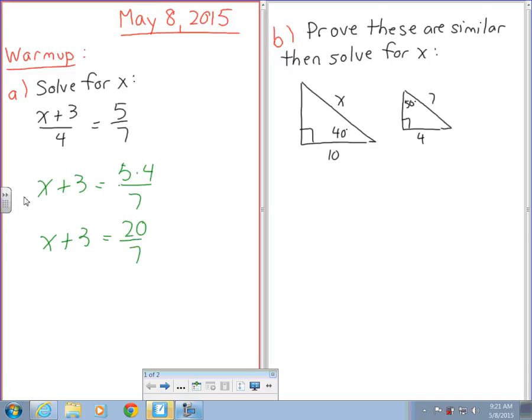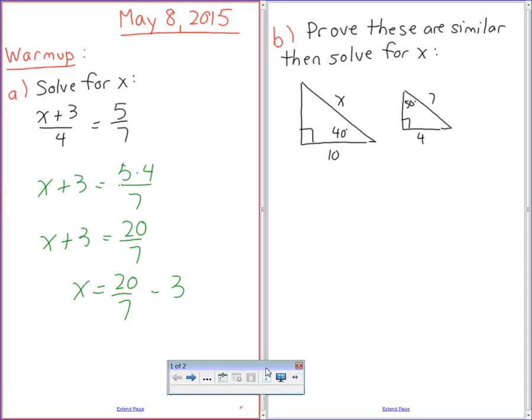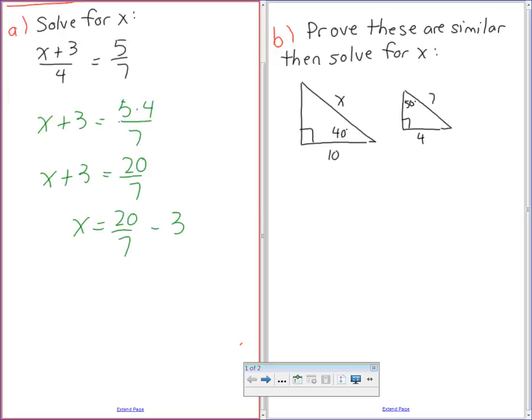All right, when I want to solve for x, what do I do next to isolate it? What's the next thing, please? Yeah, go ahead. Move 3 across. So I'm going to call that x equals 20 over 7 minus 3. Now, I cannot subtract those nicely. What do I do? Go ahead. Very good. I'm going to slide this down if you don't mind. So it's going to be x equals 20 over 7 minus 21 over 7.